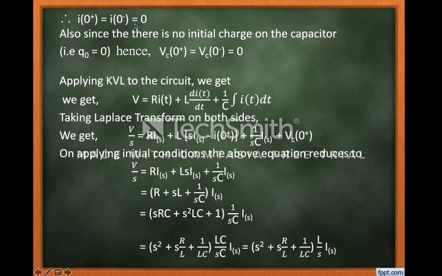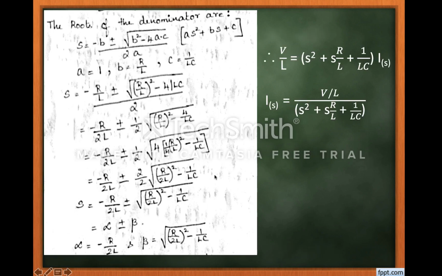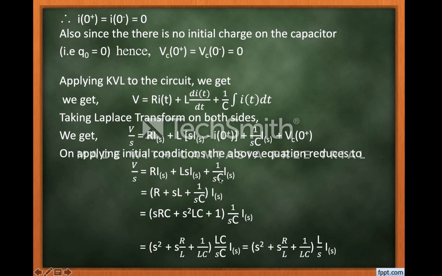Since, as I mentioned already, the initial values of current as well as voltage across the capacitor are 0, the expression reduces to V by S equal to R into I of S plus S into L of I of S plus 1 by S into C I of S. Now take the common terms outside, and you will get R plus SL plus 1 by SC into I of S. In the denominator term, take the LCM, and then take the constant beside S squared to get a standard expression of the form S squared plus BS plus C, where we assume the S squared term has no coefficient.